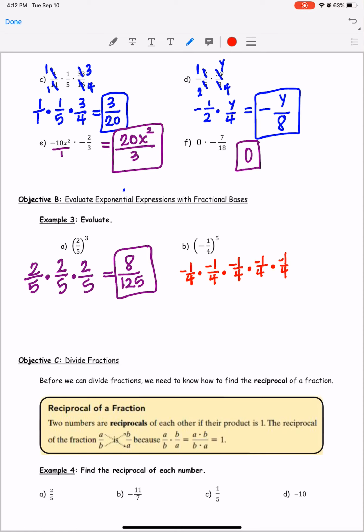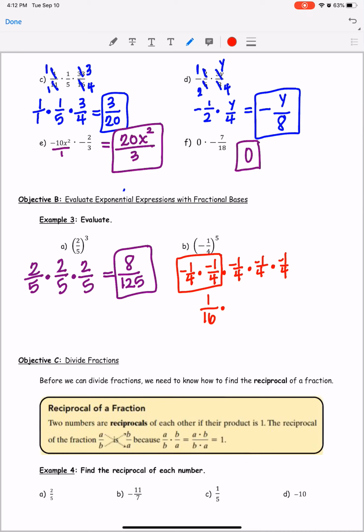Instead of doing this one all together, because this one's got a little bit easier numbers, 5 of these 4s is not quite as easy. So I'm going to do this one a little bit different than I did that last one. I'm going to multiply these two together. So negative 1/4 times negative 1/4. Negative times negative is positive. 1 times 1 is 1. 4 times 4 is 16.